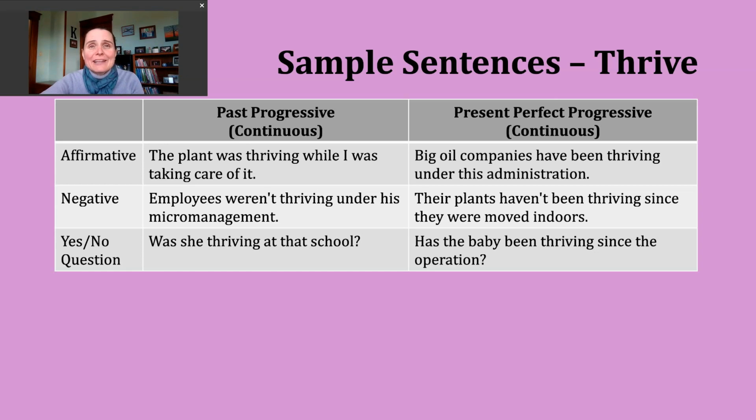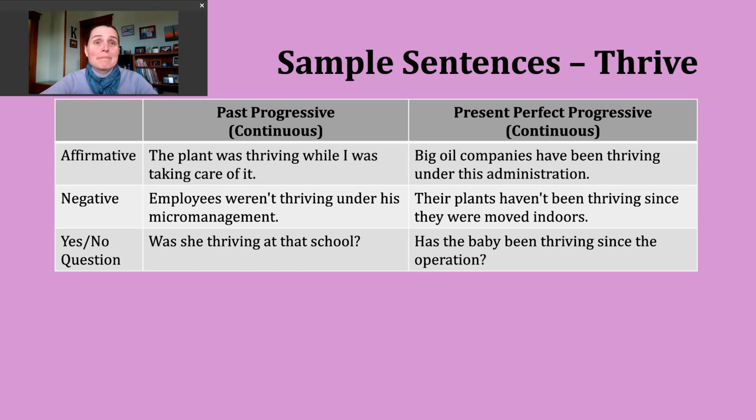Now let's talk about negative present perfect progressive. To do this, I need to put not after have or has. So the not goes before the been, said another way. Let's take a look at another example. Their plants haven't been thriving since they were moved indoors. Okay. So again, we're back to talking about a plant maybe not growing, maybe not looking so good. Doesn't necessarily mean that it's dying, just that it's not on a kind of upward trend.